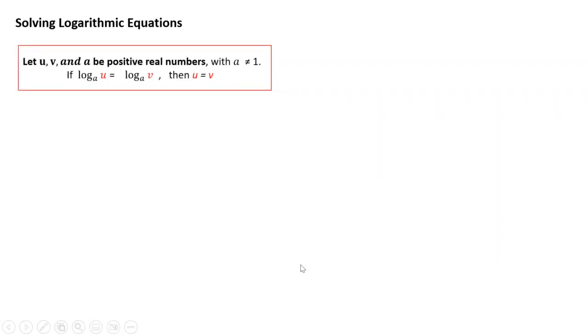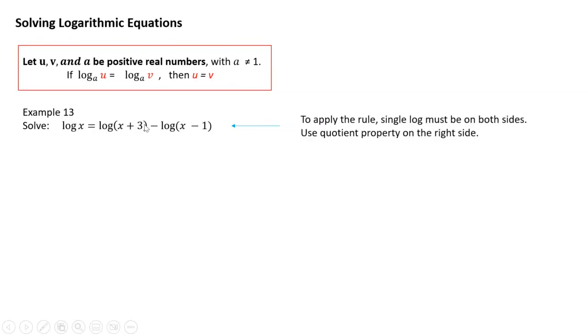Now let's try another one, with the same properties. But this time, on the right side, if it's minus, it's going to be division. So we have to apply the logarithmic properties. If it's subtraction, it's going to be the quotient, and we're going to write it as a single log. Now they have the same base. So now we let the x equal x plus 3 over x minus 1.